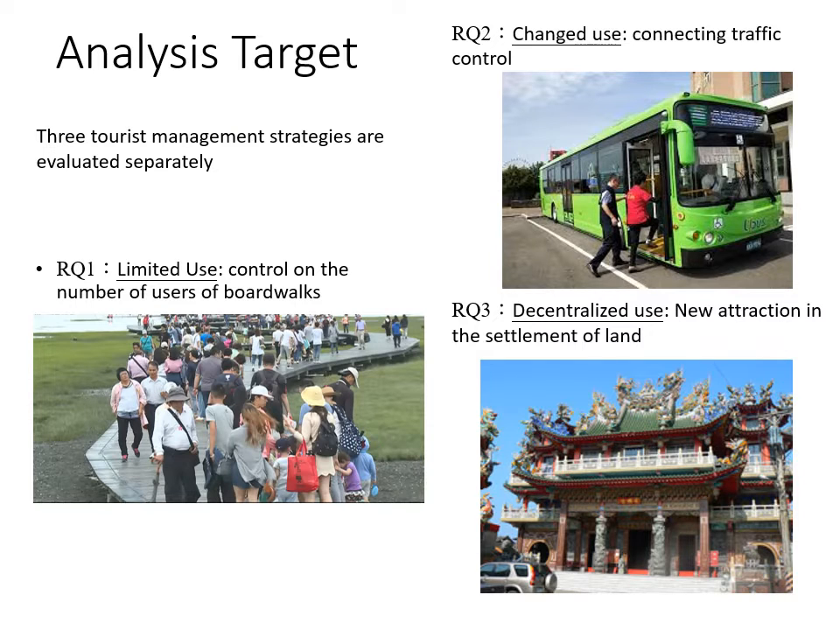The first one is limited use, which is connected to control on the number of users of the boardwalk. The second one emphasizes changing use. It involves traffic control. The third one, decentralized use, involves promoting new attractions, like a new attraction in the settlement of land.